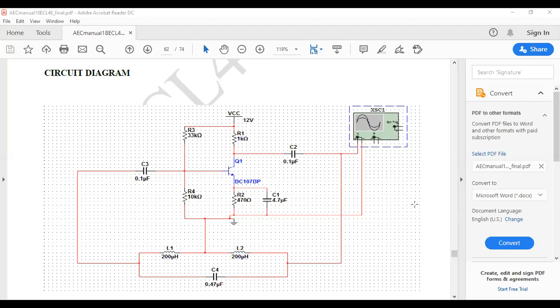The CE is the emitter bypass capacitor which bypasses the amplified AC signal. If the emitter bypass capacitor is not there, the amplified AC voltage will drop across RE and it will be added onto the base emitter voltage of Q1 and will disrupt the biasing conditions.